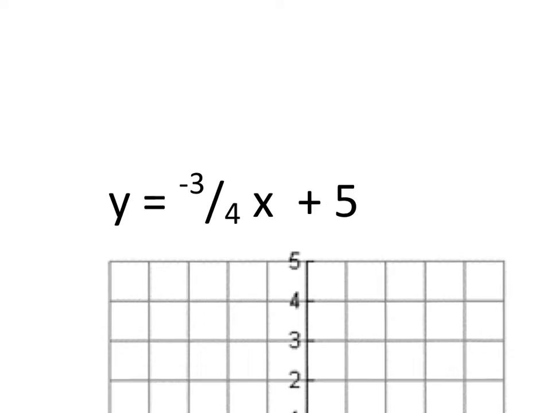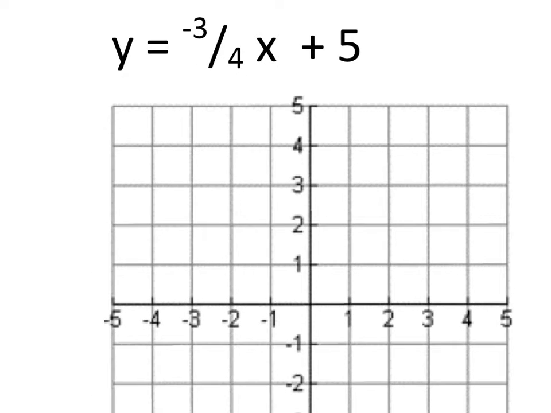Going on to the third one, y equals negative 3/4 x plus 5. We know that 5 represents the y-intercept, so we're going to put a dot at positive 5. We know that it's positive because of the plus sign in front of it. And we know that negative 3/4 is going to be our slope because it's the coefficient with x. The fact that it's negative tells us we need to go down and then right.